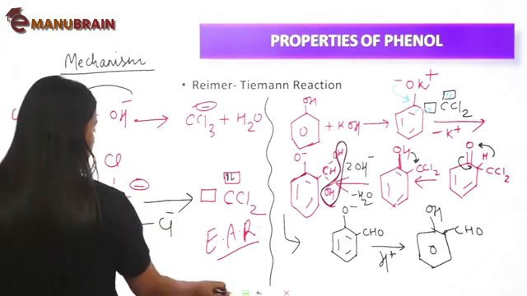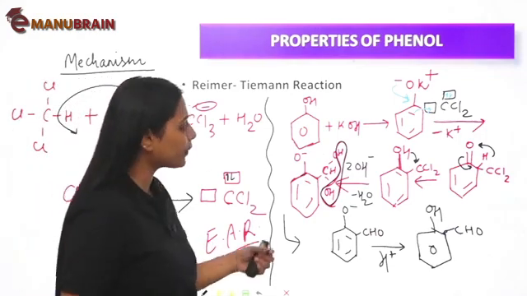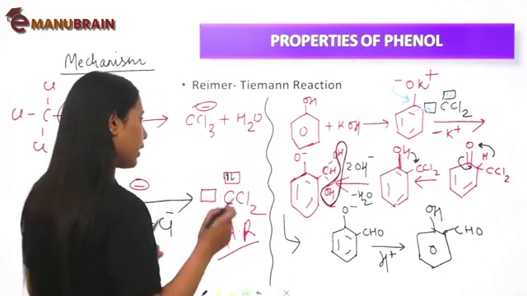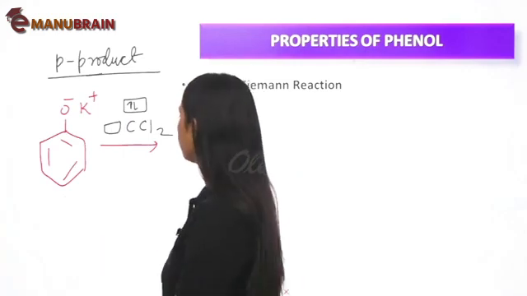Now we'll see the formation of your para product. So till here it is same and it will change from this part. Okay, so we'll start with that. So this is the structure we got initially, right?